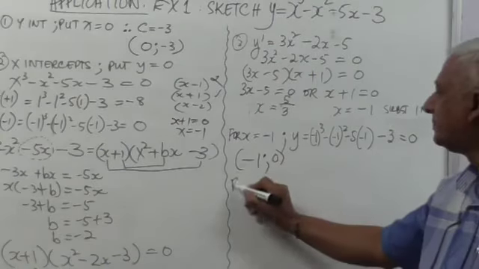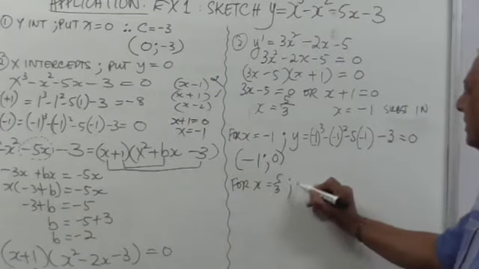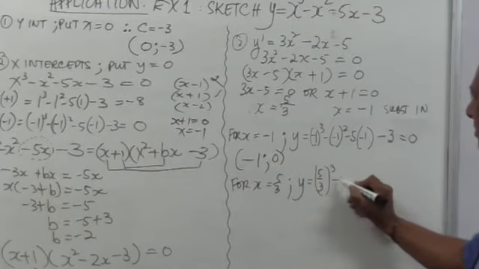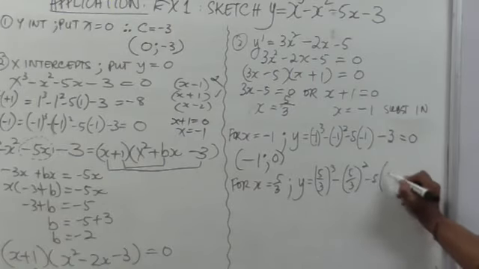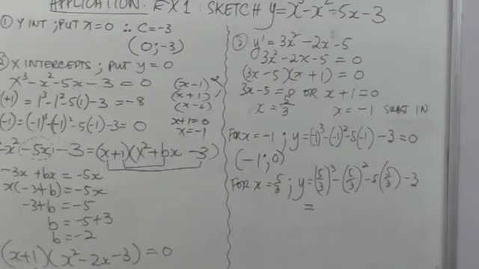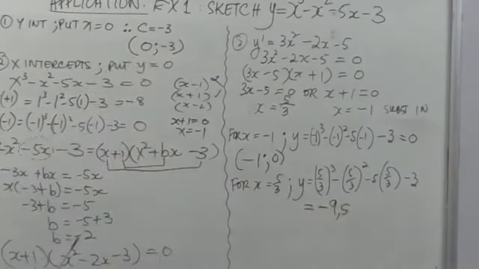Now for x equal to 5 over 3, y is equal to 5 over 3 cubed minus 5 over 3 squared minus 5 into 5 over 3 minus 3. Now let's get the calculator for that one. When you put that into the calculator, you will get minus 9.5. Minus 9.5, we round off to one decimal place.